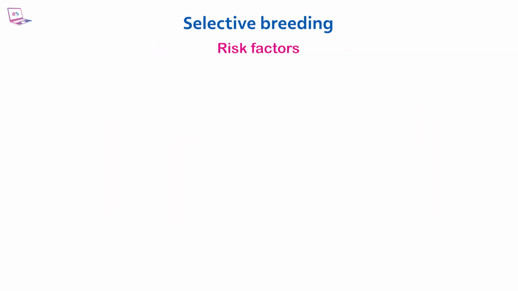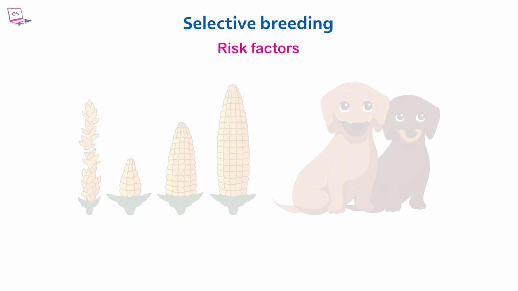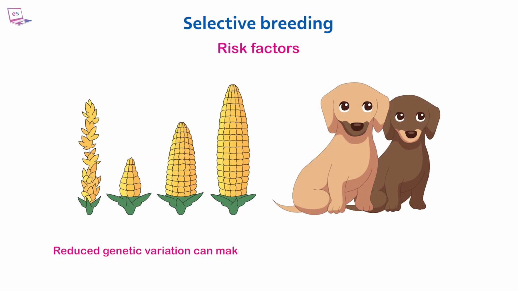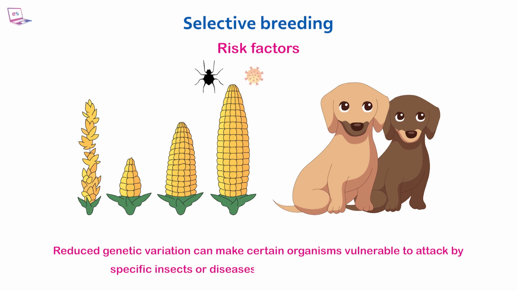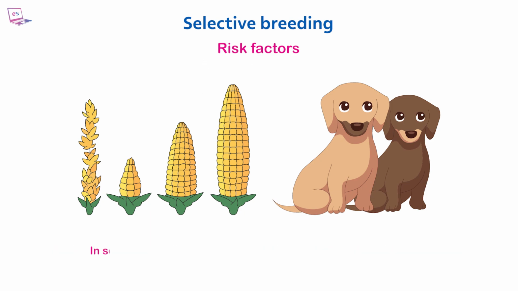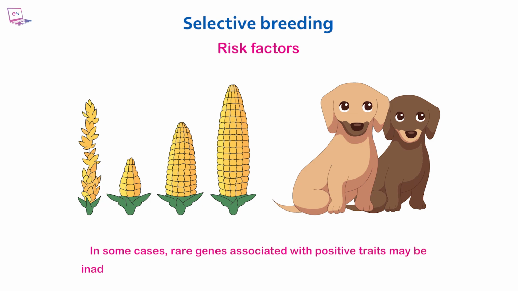Risk factors. The main risk factors of selective breeding. Reduced genetic variation can make certain organisms vulnerable to attack by specific insects or diseases, causing significant damage. In some cases, rare genes associated with positive traits may be inadvertently selected, leading to problems with specific organisms.